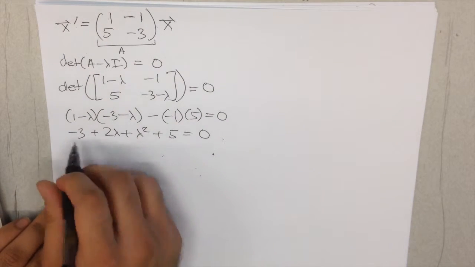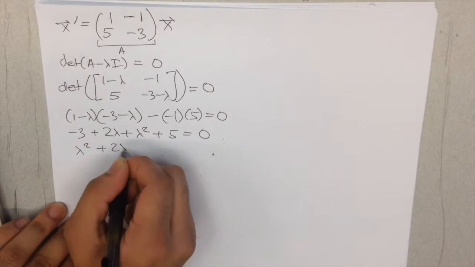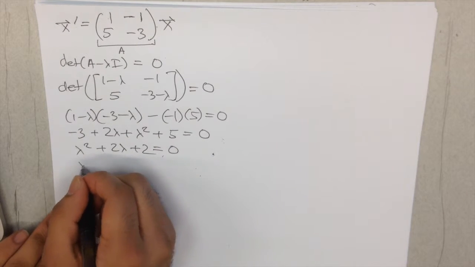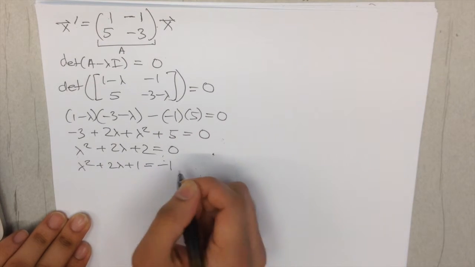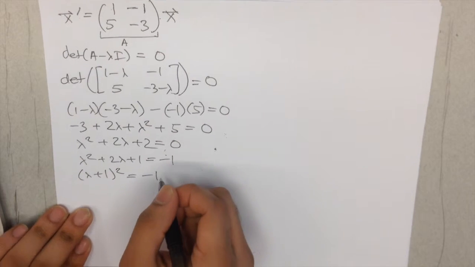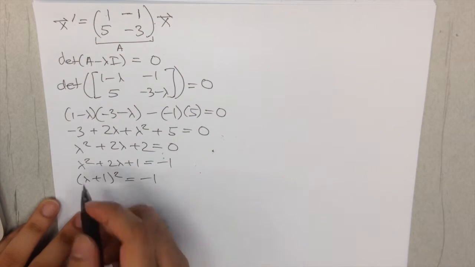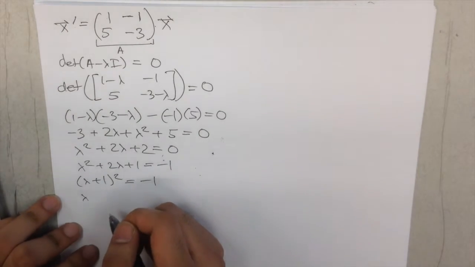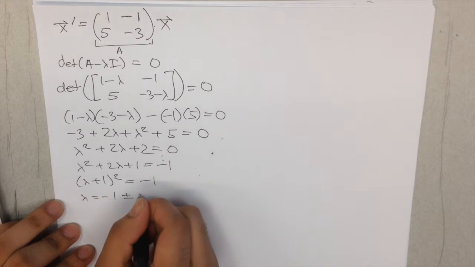Then we simplify this characteristic equation: lambda squared plus 2 lambda plus 2 is equal to 0. I'm going to subtract 1 from both sides. I get lambda squared plus 2 lambda plus 1 is equal to negative 1. (Lambda plus 1) squared is equal to negative 1. So our eigenvalue is lambda equal to negative 1 plus or minus i.